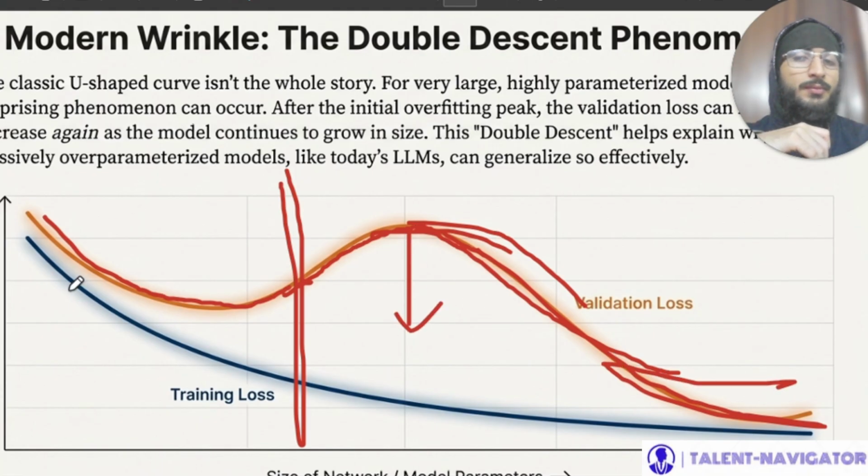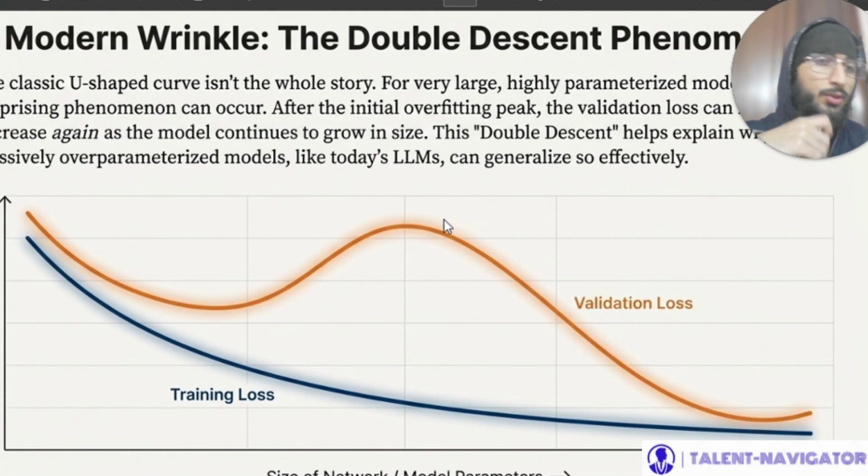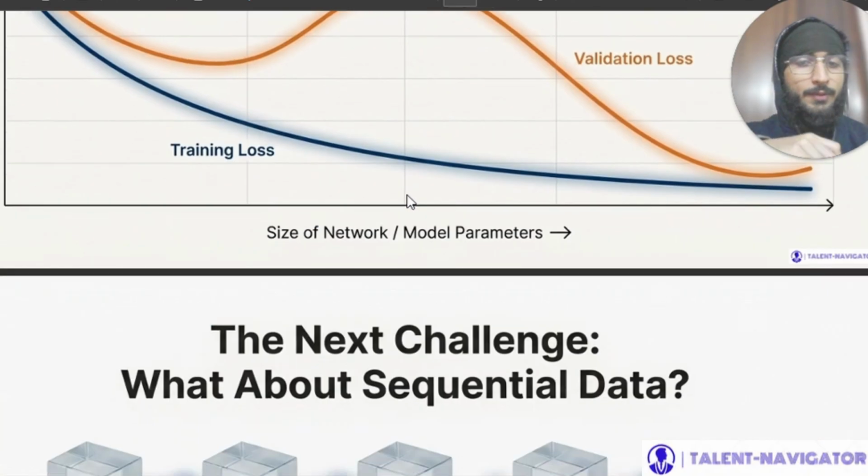So that is basically what we can see in today's LLMs that can generalize effectively and reduce overfitting.